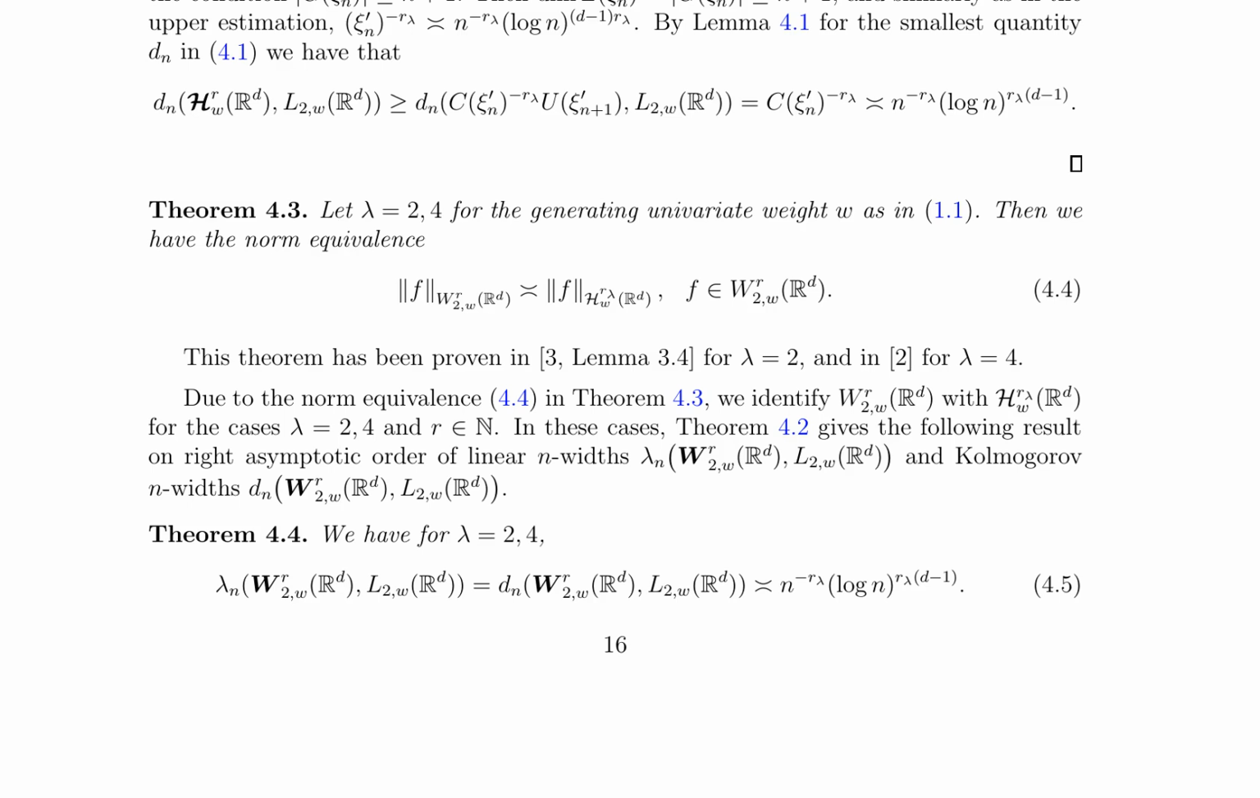Finally, the authors establish a norm equivalence between W_2^r(W_rho) and R_lambda(W_rho) for lambda equals 2, 4, which allows them to identify W_2^r(W_rho) with R_lambda(W_rho) in these cases. This leads to the main result, theorem 4.4, which states that lambda_n of W_2^r(W_rho) in L2(W_rho) equals d_n of W_2^r(W_rho) in L2(W_rho), which is of order n^(-r_lambda) (log n)^(r_lambda (d-1)) for lambda equals 2, 4.